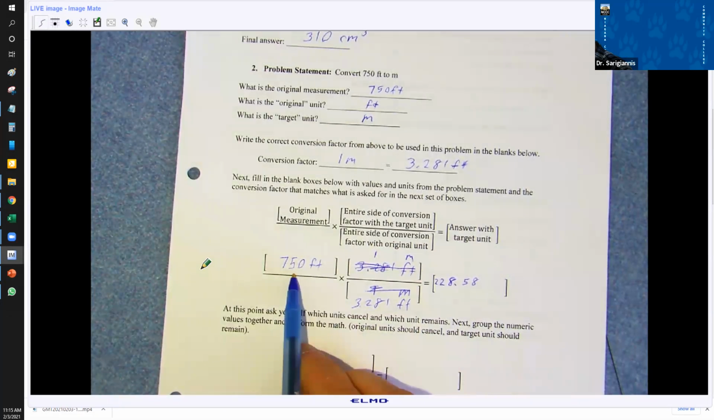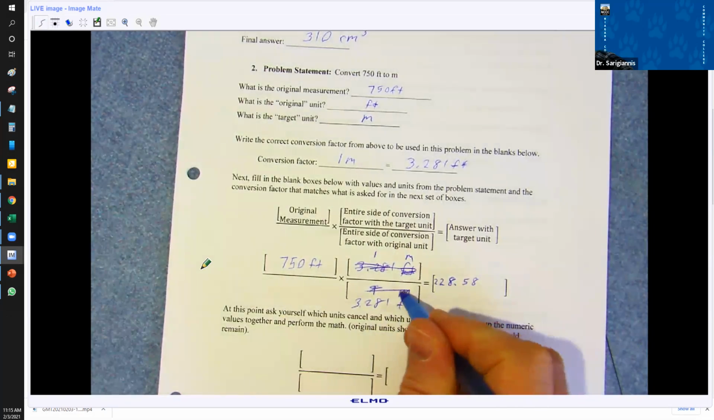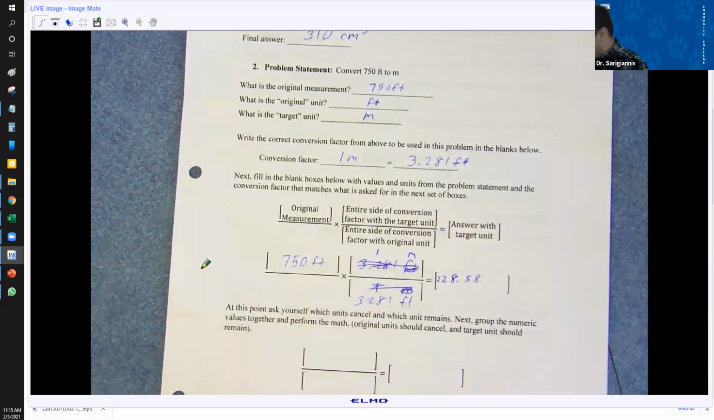So it's 750 feet. The target unit is meters. And the unit we have in the original conversion is feet. So this is what I'm saying. It's almost too slow.